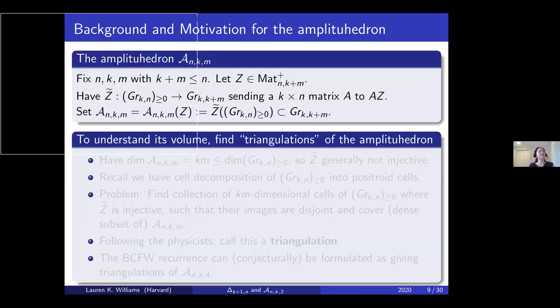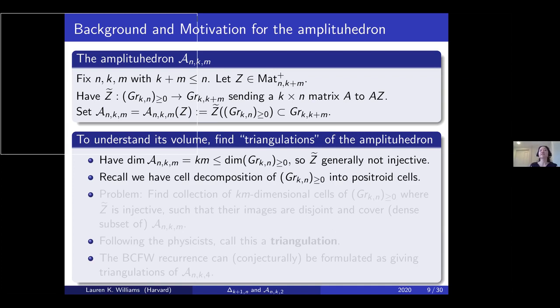In order to understand the volume of the amplituhedron, an important technique is to find triangulations of the amplituhedron. So what do we mean by that? Well, this amplituhedron, A_{n,k,m}, has dimension k times m, which is in general less than the dimension of the TNN Grassmannian, which is the domain of our map. And so our map Z tilde, defining the amplituhedron, is generally not injective.